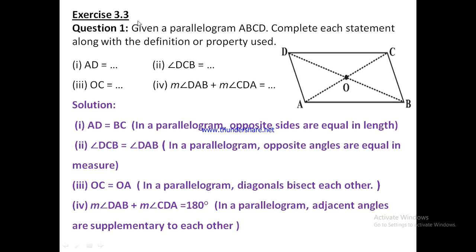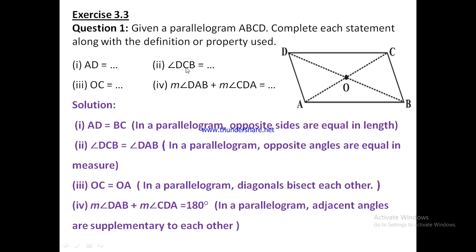ठीक है, यहाँ पे हमें पैरेललोग्राम दिया है ABCD, जिसके लिए हमें इन स्टेटमेंट्स को कंप्लीट करके और हमें भी बताना है कि हमने कौन सी प्रॉपर्टी का इसमें यूज किया है. First, AD is equal to BC, as we know that opposite sides of a parallelogram are equal in length.